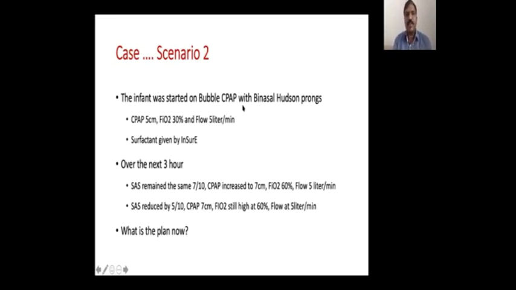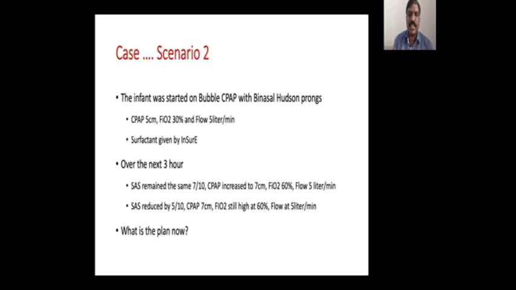The infant was started on bubble CPAP with binasal prongs with a pressure of 5, FiO2 30%, flow rate of 5 liters per minute. And since the X-ray was showing RDS, surfactant was given. But over the next 3 hours, what happened? The score remained still 7/10. There was no decrease in the retractions. Baby continued to have grunting on CPAP. Baby continued to have nasal flaring.